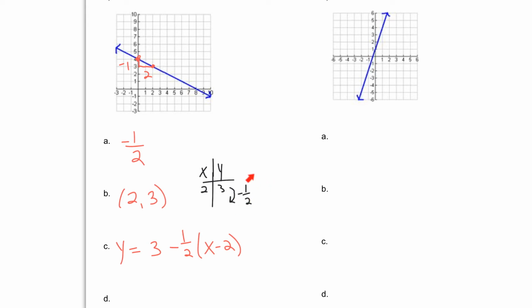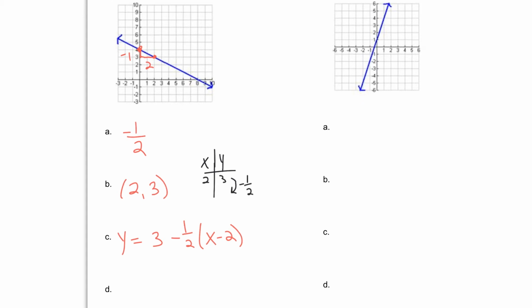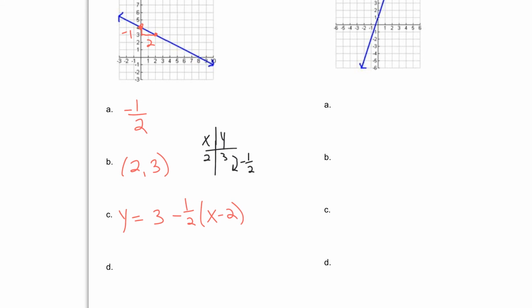So our slope is this -1/2, our slope is here, our y value is here, and the x value is in with the x. This can also be written in another way. So if you wanted to start with a slope, you could. So we can also write this, and I'm going to show you both ways, as y equals -1/2 times x minus 2 plus 3. So you can switch the order if you want to. Whatever one works best for you is the one you can use.